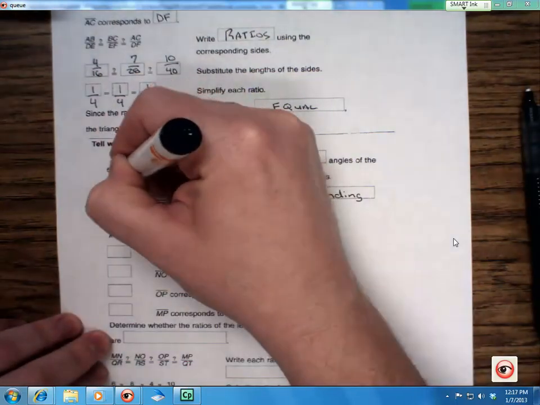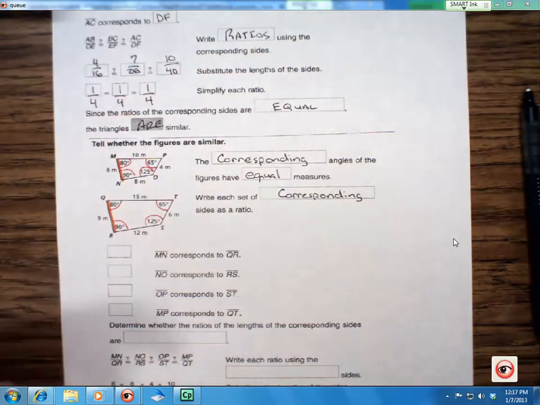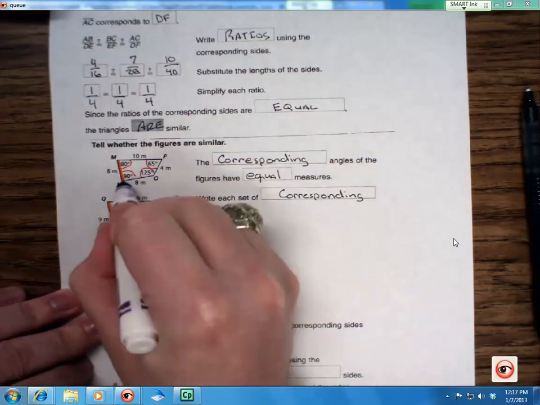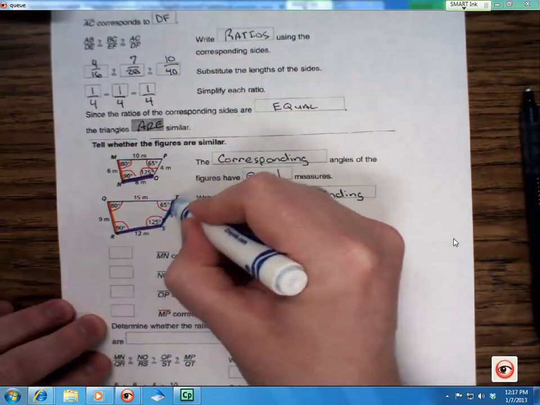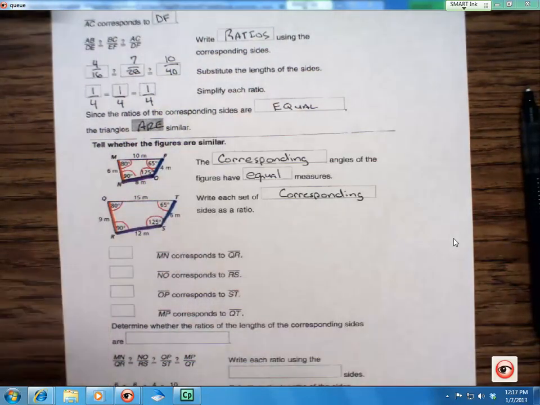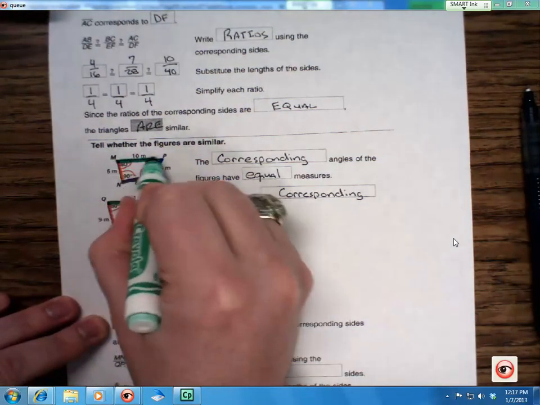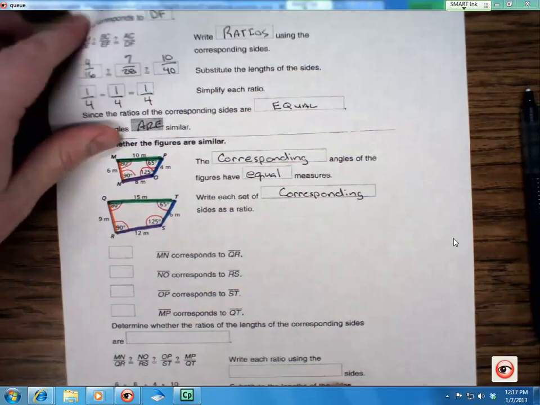This one is a little bit easier because the shapes are lined up the same, meaning the tops are the same, the bottoms are the same. So it makes it a little bit easier for me to identify my sides. So once we have all those corresponding sides identified, it makes our jobs a little bit easier.